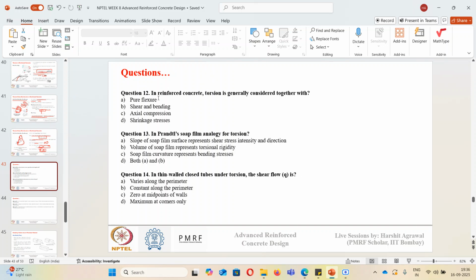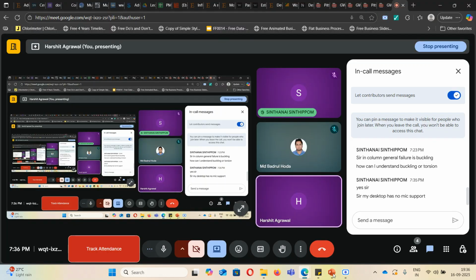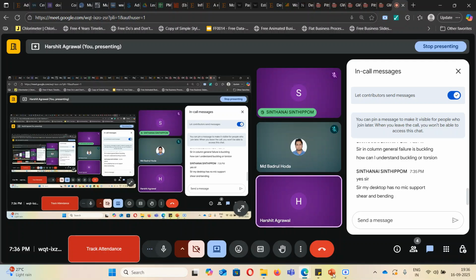First question says, in reinforced concrete, torsion is generally considered together with. So when we talk about reinforced concrete, what all things do we take into account along with torsion? Can you tell me the answer? Okay, no problem. You can type in the chat box. Yeah, the correct answer will be shear and bending.